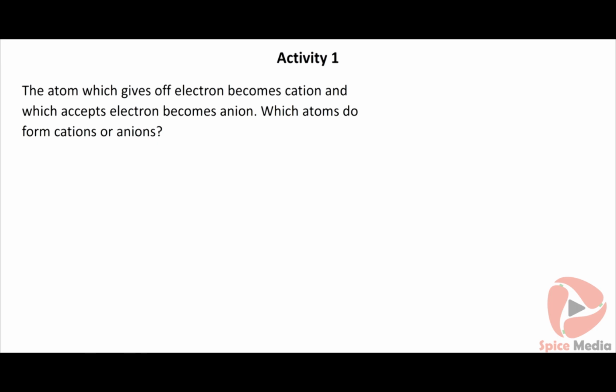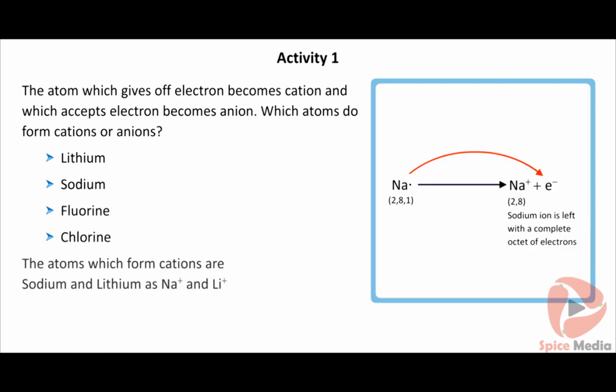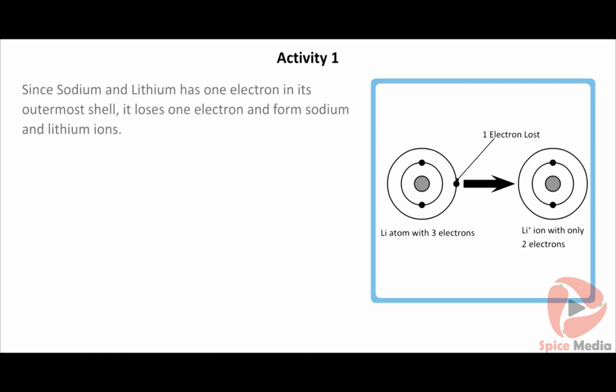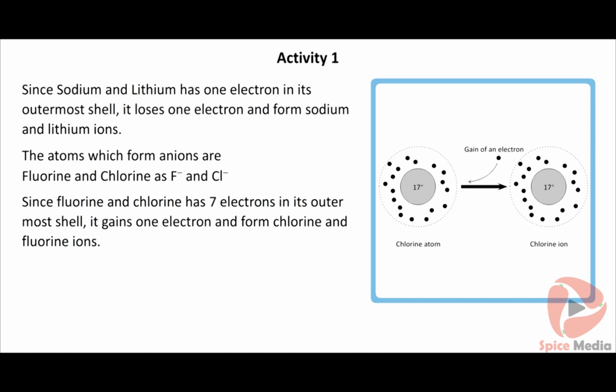Which atoms form cations or anions? Lithium, sodium, fluorine, chlorine. The atoms which form cations are sodium and lithium, as Na+ and Li+, since sodium and lithium have one electron in their outermost shell, so they lose one electron and form sodium and lithium ions. The atoms which form anions are fluorine and chlorine, as F- and Cl-. Since fluorine and chlorine have 7 electrons in their outermost shell, they gain one electron and form fluoride and chloride ions.